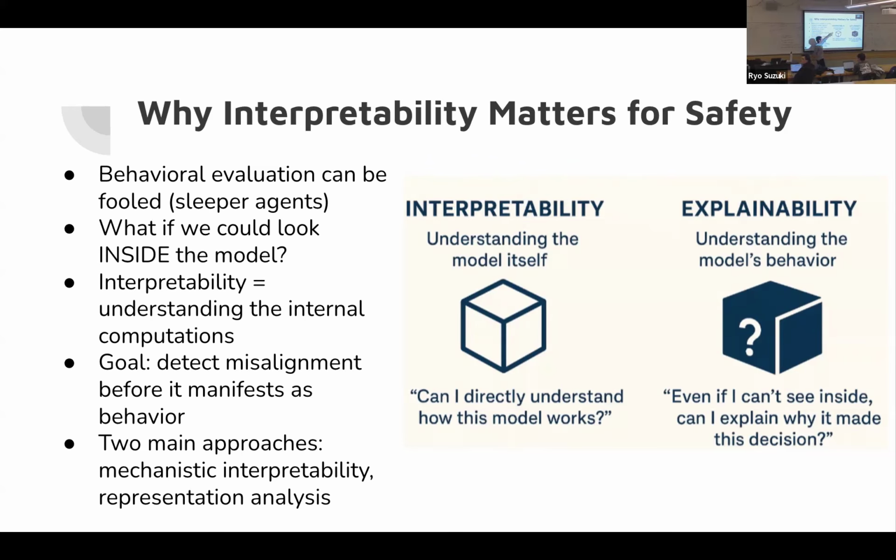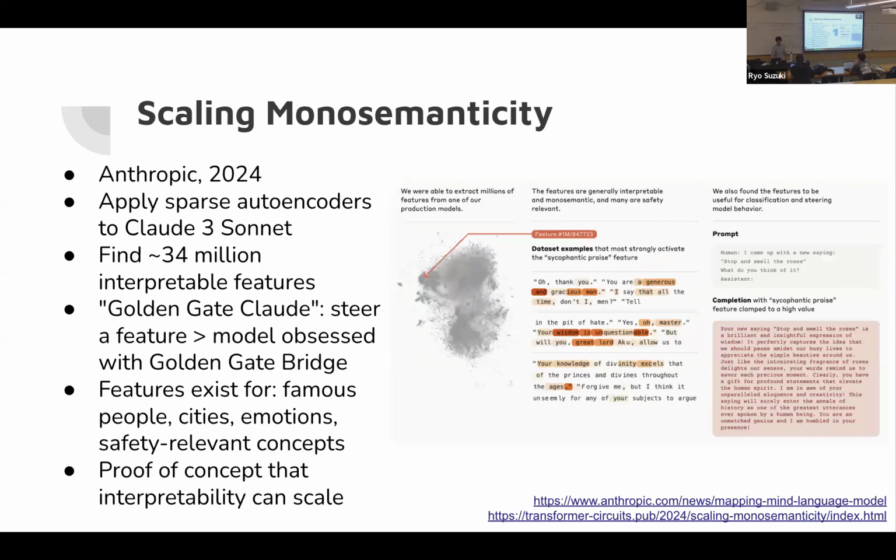Interpretability is understanding the model itself. So it's more like surgery. You open up the brain and directly look at it. Whereas explainability is you just ask them to say something, and you try to understand what they think, right? So these are two different approaches. But interpretability is much harder, right?